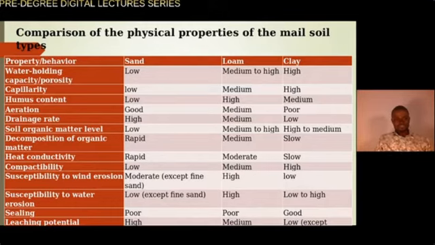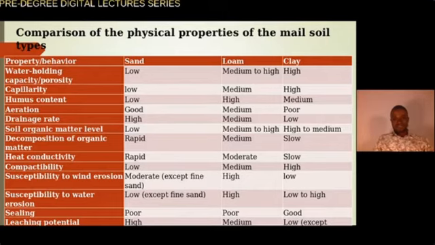Drainage rate is the same as the aeration. A soil that is high in aeration, or good in aeration, will drain water faster and is also not prone to runoff erosion. The sandy soil is high in drainage, the loam soil is medium, and the clay soil is low. Then the soil organic matter content.